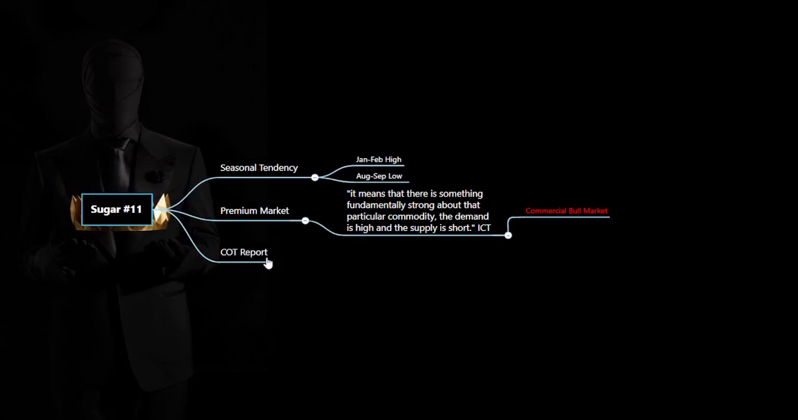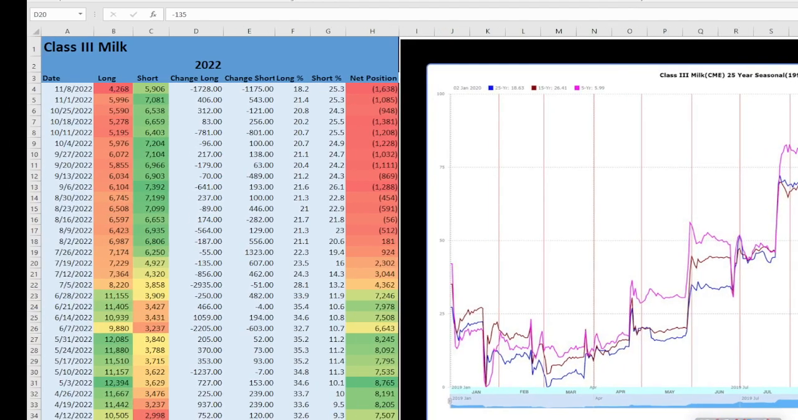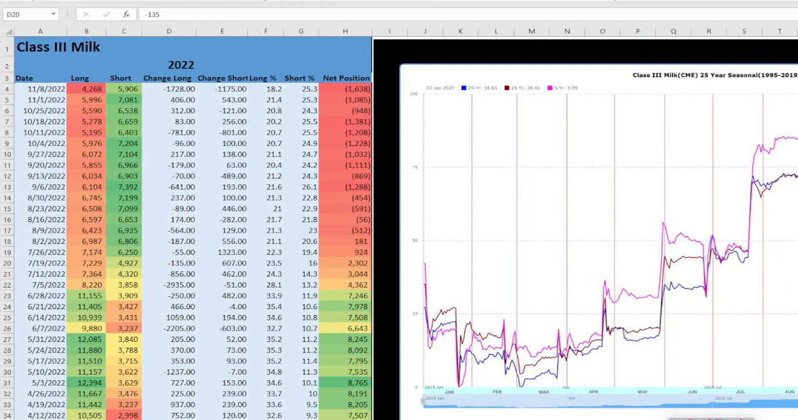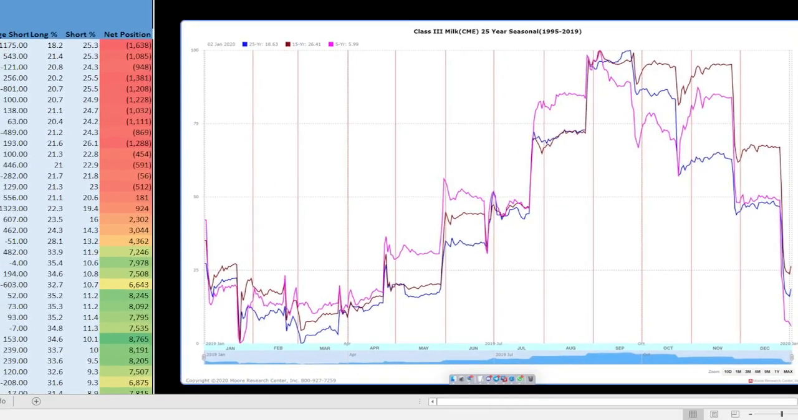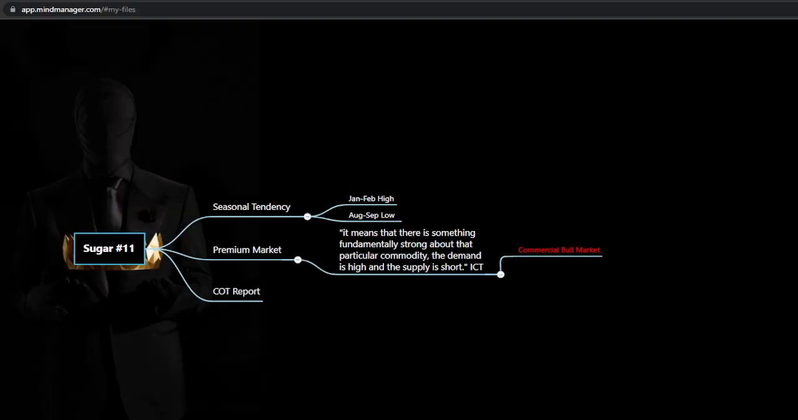And for the COT report, I didn't even really have to implement this, because the PD arrays, the seasonal tendency, the premium market, everything else already lined up for sugar to go up. I didn't even have to check up on whether or not, let's say, the non-commercials were buying this. So this is some of my data when it comes to non-commercials and what they're buying and selling and things of that nature. And we won't get to go deeper into my COT report, mainly because we don't have to.